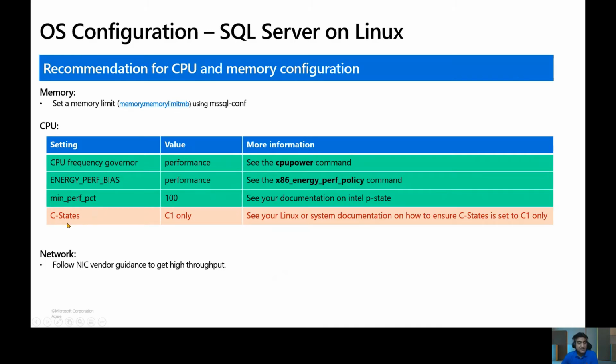There is one parameter, C states, that you have to configure manually yourself, and you should use your system administrator to make sure that you configure it to use only the C1 state. If you configure all these parameters correctly, this would be equivalent to using the high performance power profile on a Windows Server machine, which basically helps you make sure that your throughput does not decrease when your power state changes for the CPU. As for the network, you should reach out to your NIC vendor for guidance on how to get the highest throughput.